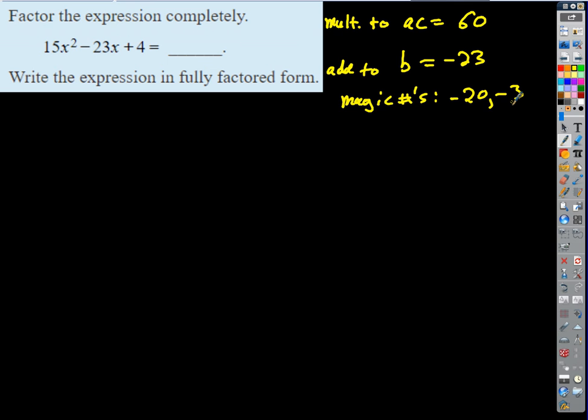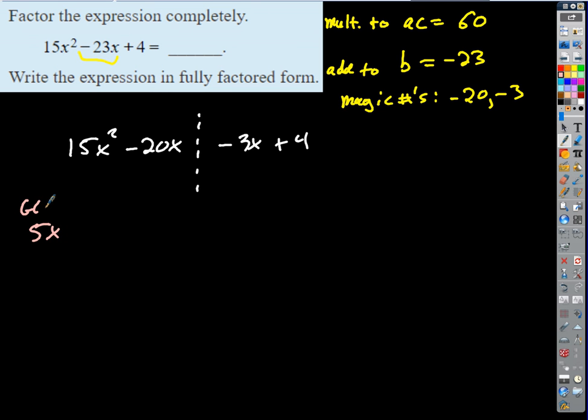So then we're just going to split up the negative 23x into those two separate terms, right? So this will look like 15x squared minus 20x minus 3x plus 4, right? And we're going to split this down the middle, same as before. What's my greatest common factor this time in the first group? 5x, okay.